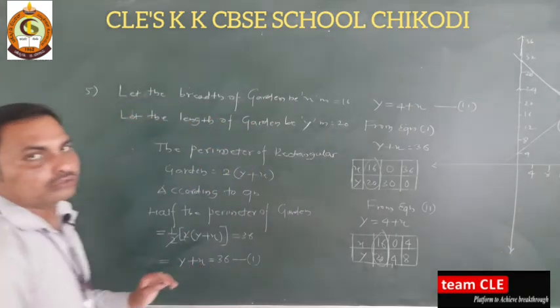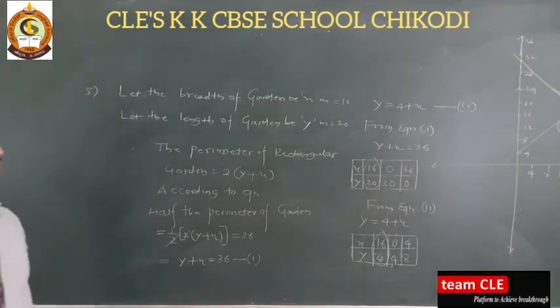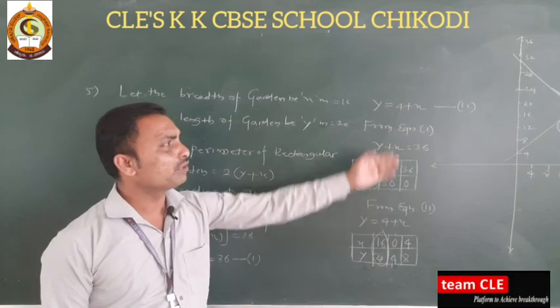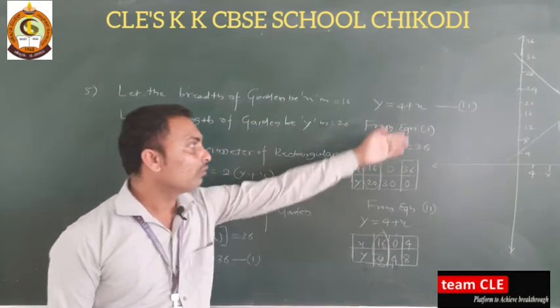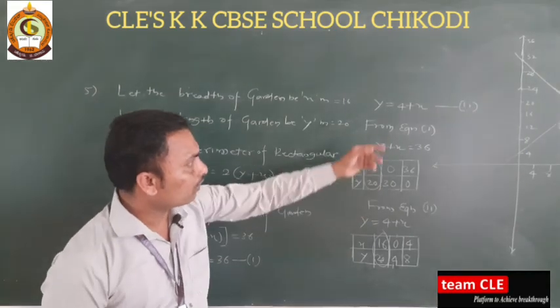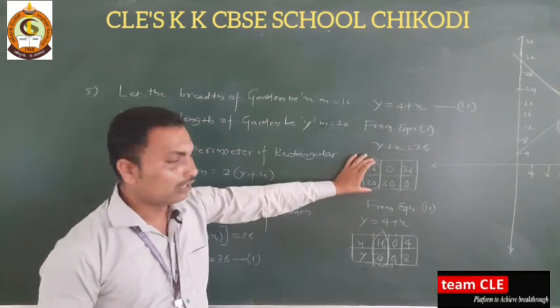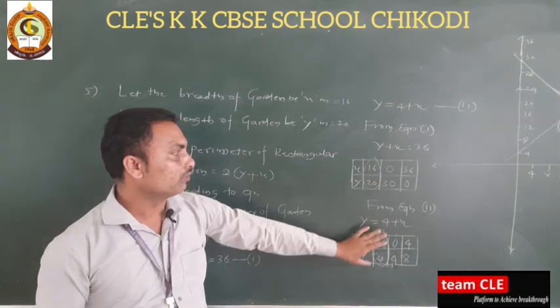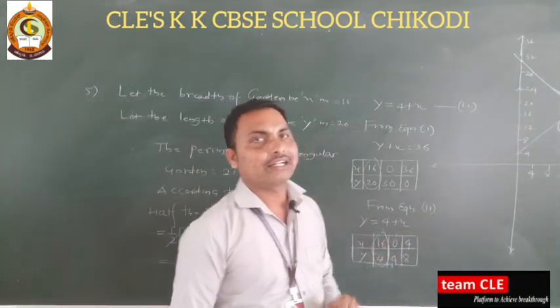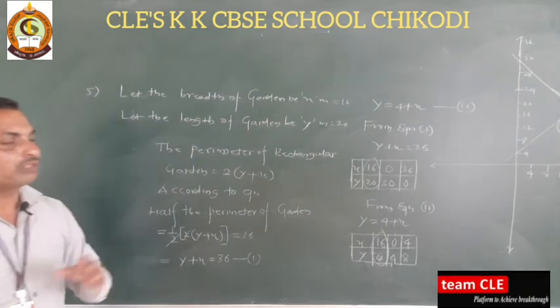Well, I hope you understood this problem very well. Once we got 16 and 20 in the table itself, we'll get the same thing in the graph. It is enough to see where it will intersect in the table, we'll get these unique values. Once we get them, the same thing will intersect in the graph. I hope you understood very well.